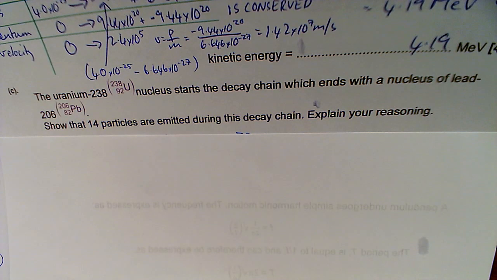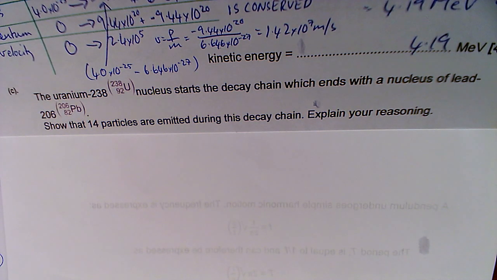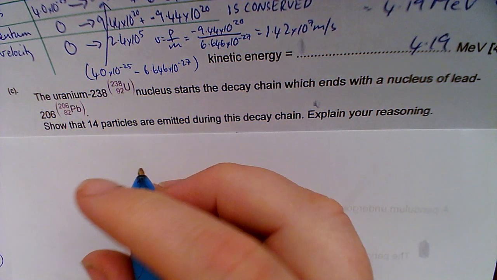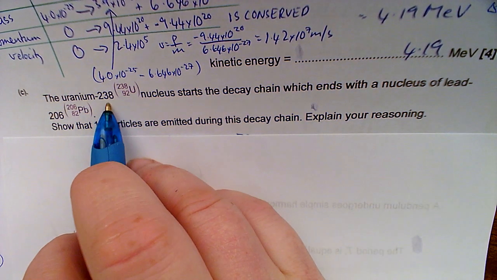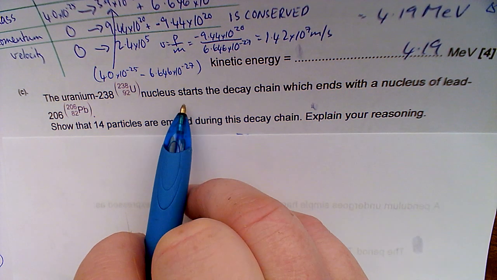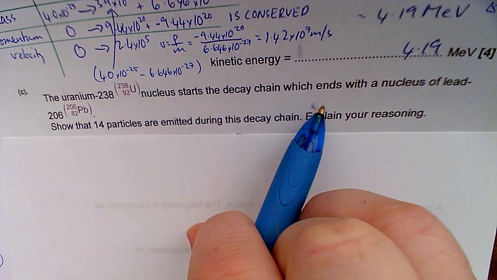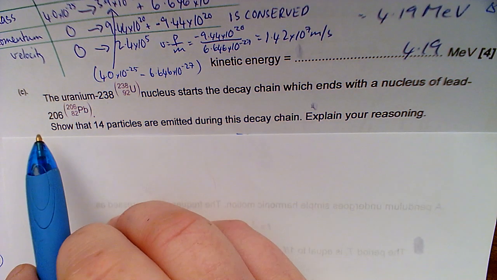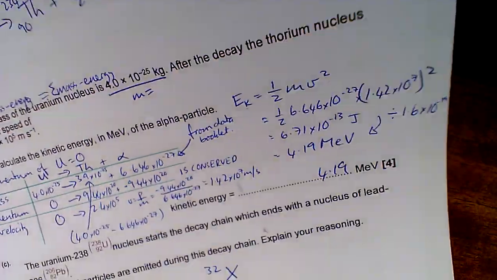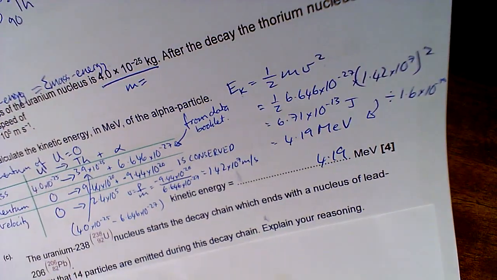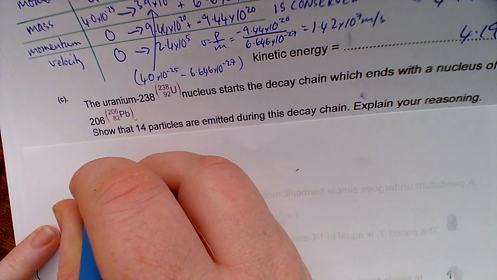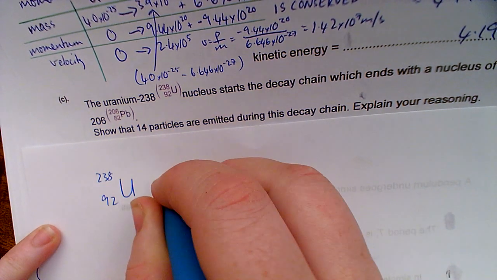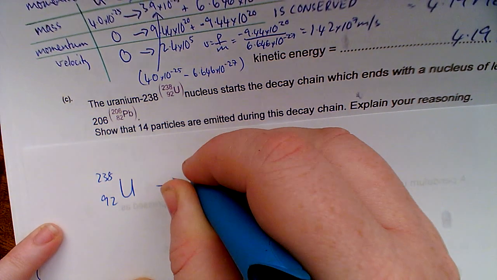Hello, so we're looking at another question in this paper. It's 22c, this one, and we've got a uranium-238 nucleus that starts the decay chain, which ends in a nucleus of lead-206. Okay, so we know what we start with, U238, and we end up with lead-206.